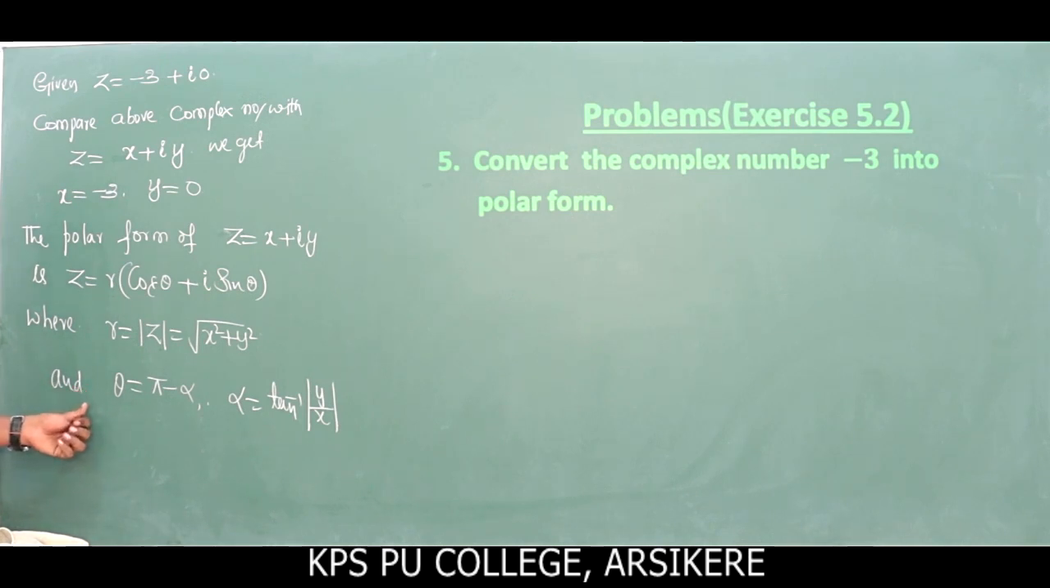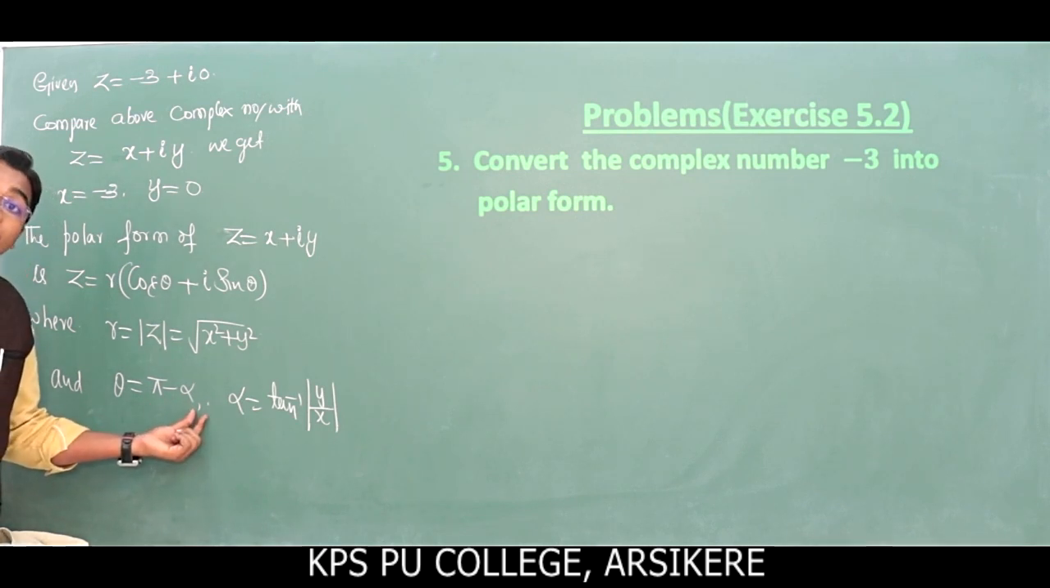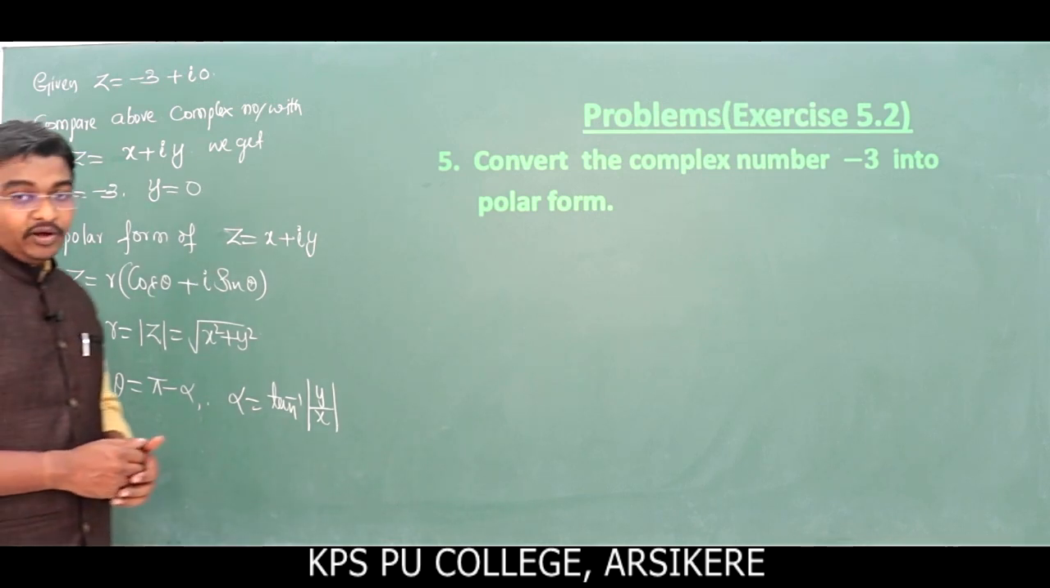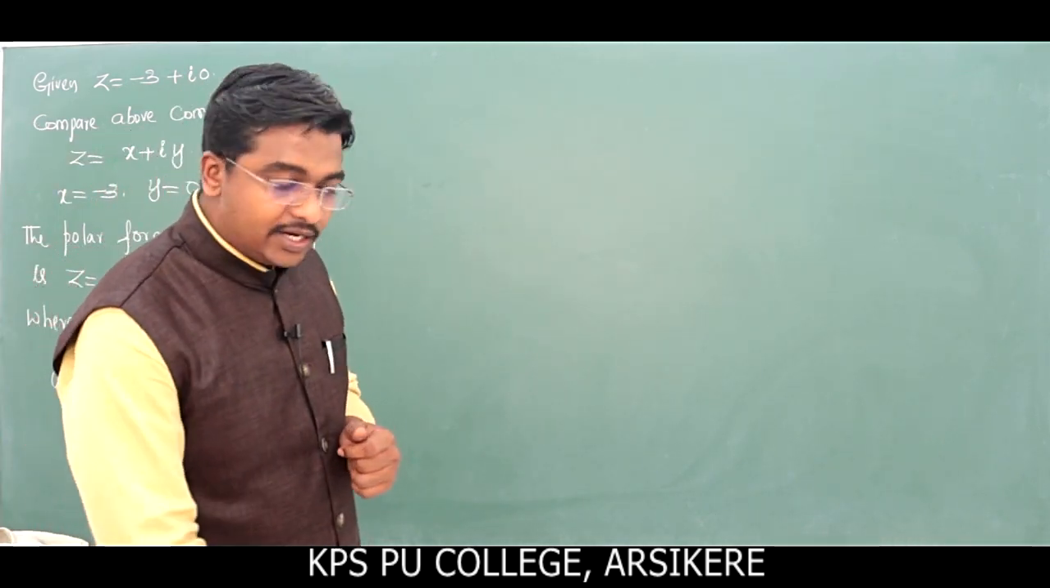x is negative, y is positive, hence theta lies in the second quadrant. So once theta lies in the second quadrant, theta is equal to pi minus alpha, where alpha is equal to tan inverse of modulus of y divided by x. Next step is substitution, then simplification.